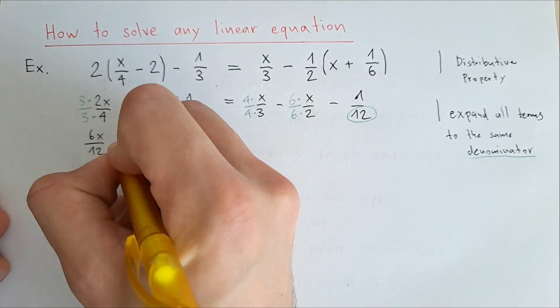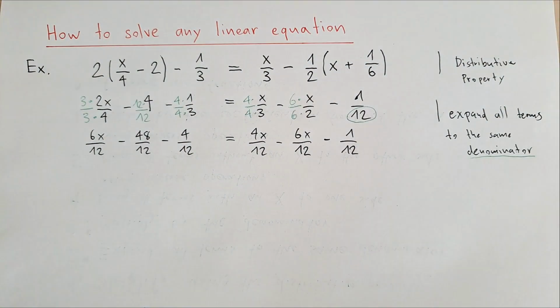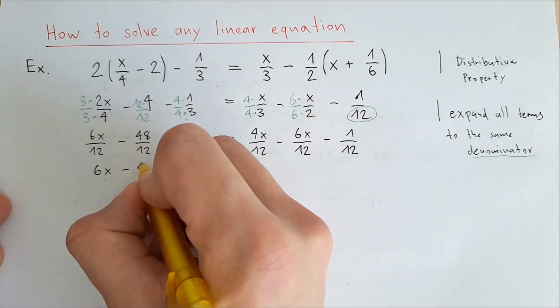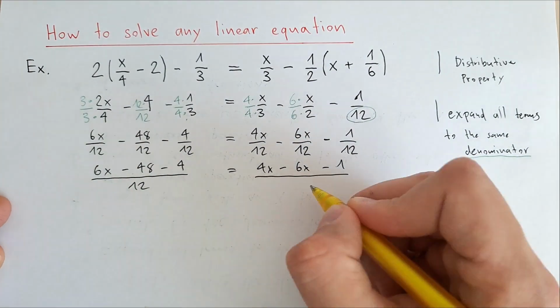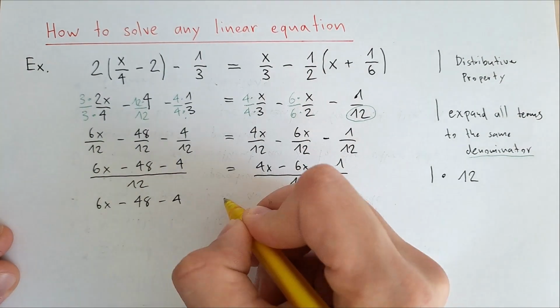Now we can combine both sides into one fraction. As I said, we want to get rid of the fractions. To do that, we multiply both sides with 12. The only thing that remains on both sides are the numerators.